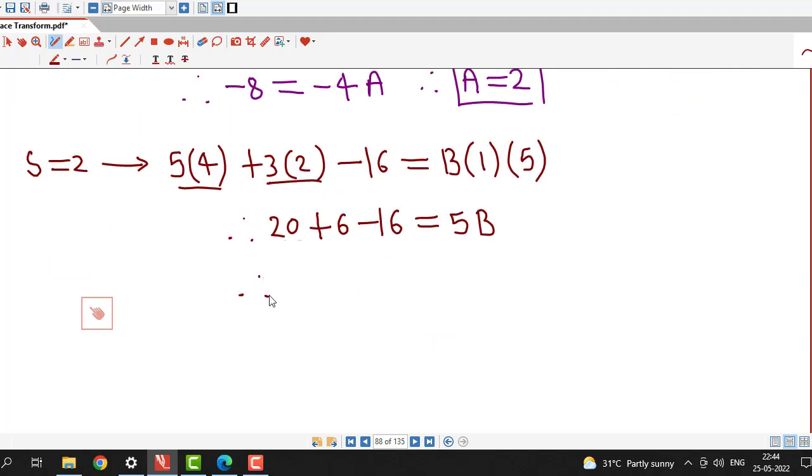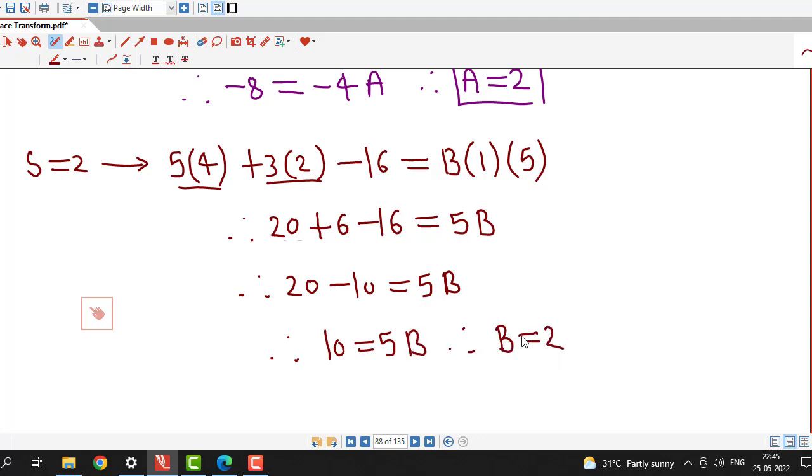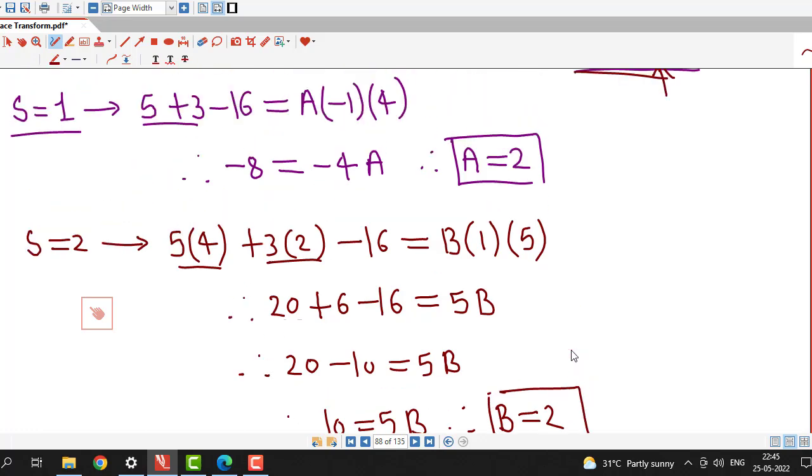6 minus 16, that is minus 10, equal to 5 times b. Therefore 10 equal to 5 times b. Therefore b equal to 10 by 5, that is 2. So we obtain the value of b, which is 2.